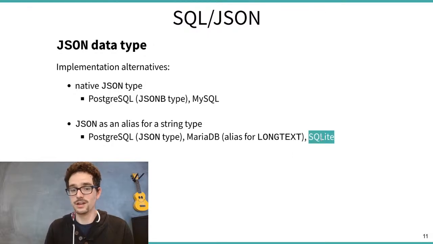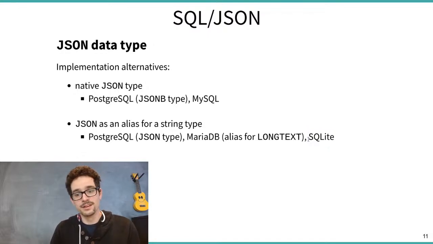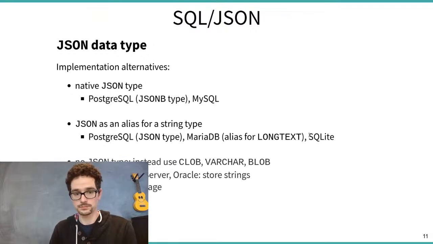SQLite, okay, in SQLite everything is an alias for long text. No. When you say in SQLite, I want a column of type JSON, it is again stored as text.